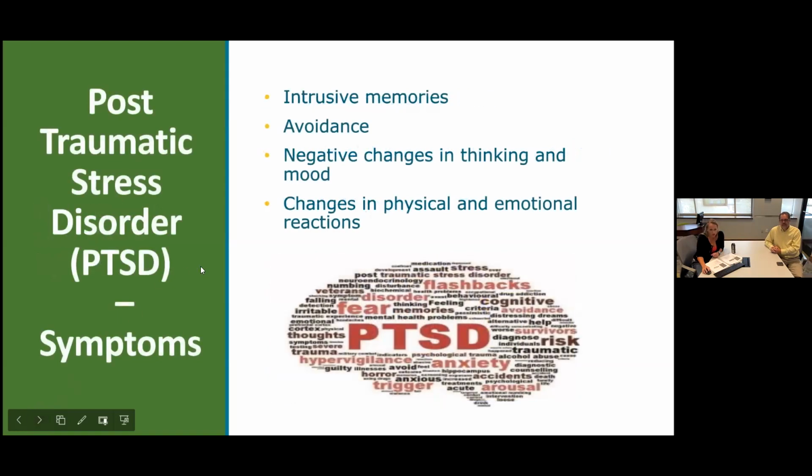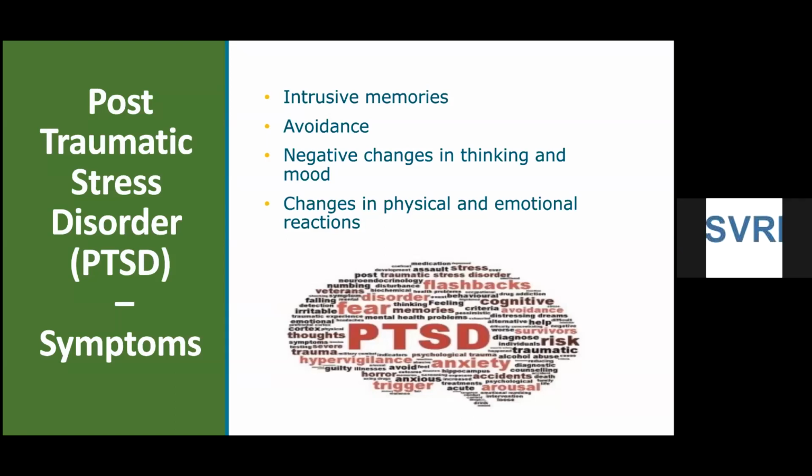So next, we're going to talk about post-traumatic stress disorder and some of the symptoms. One of the things that you're going to see is intrusive memories. They're going to be recurrent, unwanted memories. They're going to keep reliving that traumatic event. They're going to have dreams and nightmares. With avoidance, they're going to try to avoid thinking about it, avoid talking about it, and they could possibly avoid activities or places that remind them of the traumatic event that they've been through.